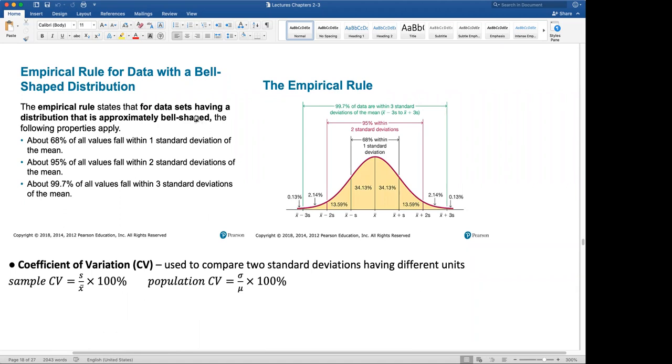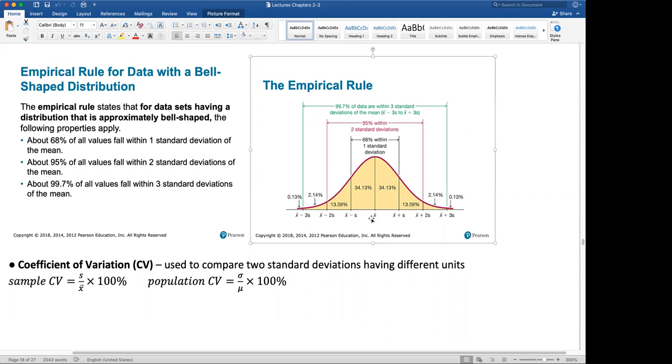approximately bell-shaped, which means the data set follows the normal distribution. Then the following properties apply. About 68%, as considered in the figure right here, of all data values fall within one standard deviation of the mean. Here x bar is the sample mean, so 68% of all values lie between x bar minus s and x bar plus s.